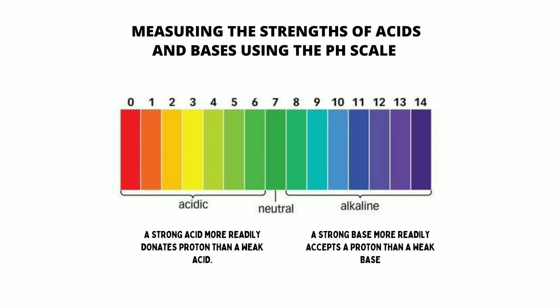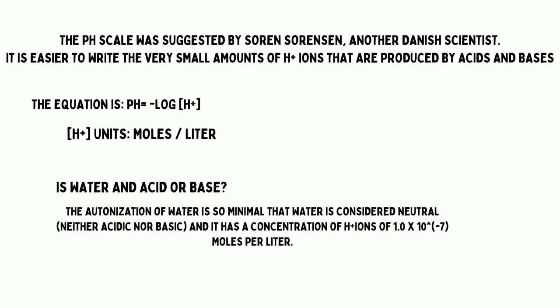A strong base more readily accepts a proton than a weak base. So bases are alkaline, from 8 to 14. And 7 is between them, so it is neutral, because neutral can act as both an acid and a base.